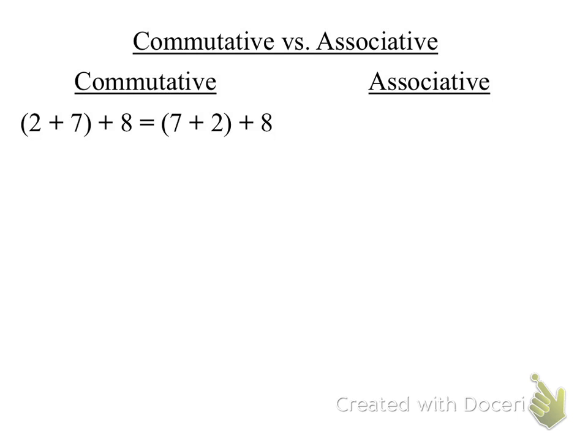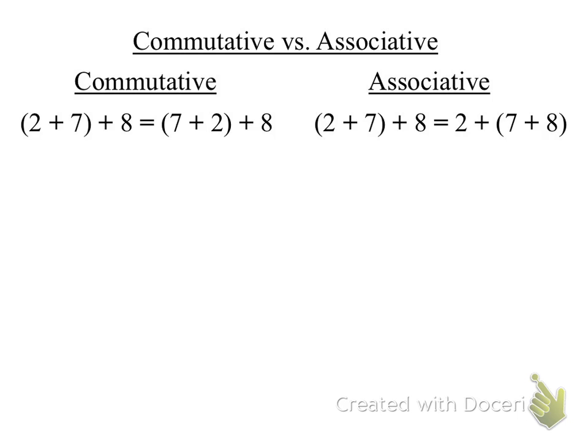Why is this commutative and not associative? What's happening here, Jasmine? Because you flipped the order of the 2 and the 7. It's the same group, just the order changed inside there. So the group is the same, that's why it is commutative.